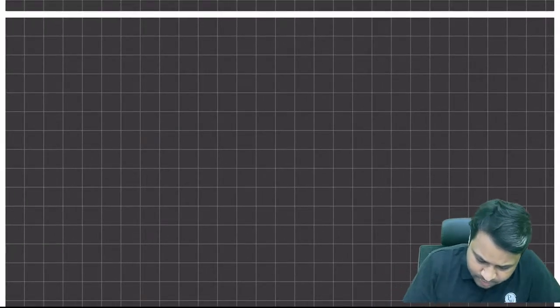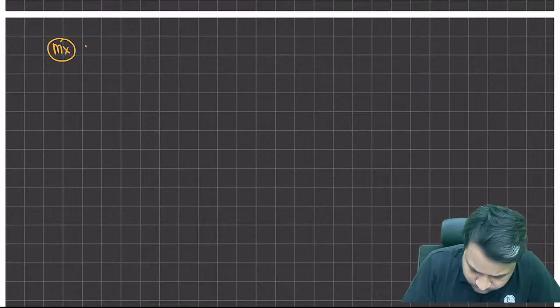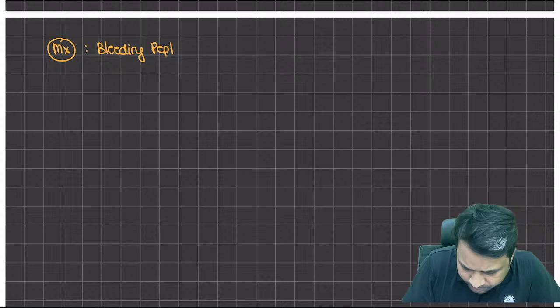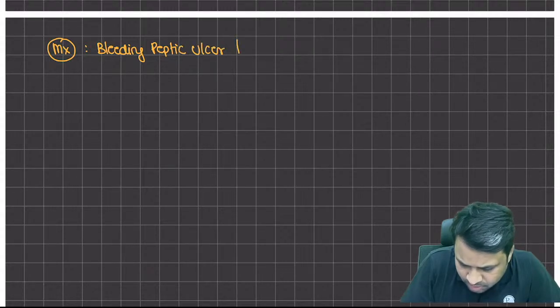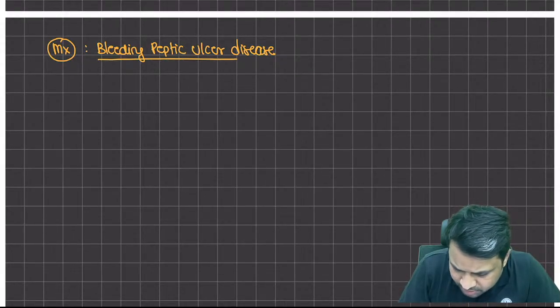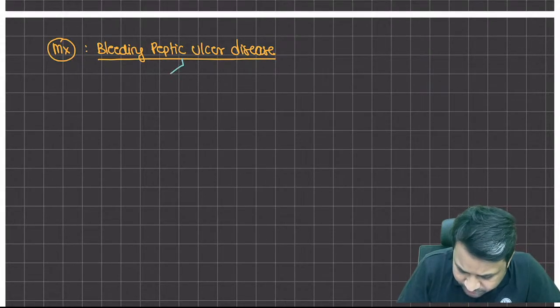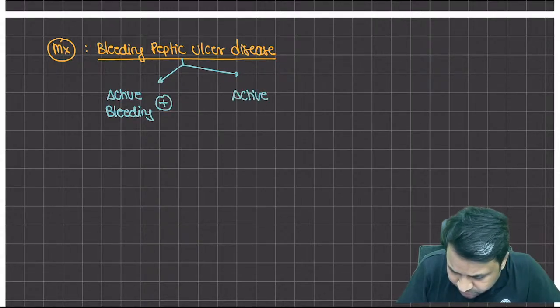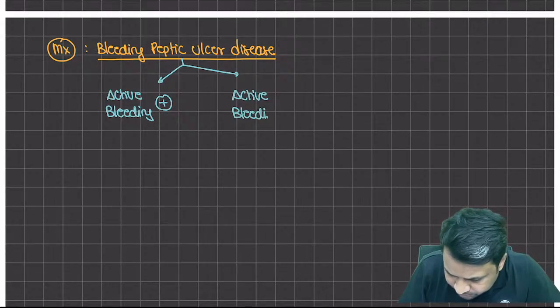Now, how would you like to manage? Right? So, management of a bleeding peptic ulcer disease. When you talk about the management of a bleeding peptic ulcer disease, you will see whether there is presence of active bleeding or not. We'll see the status of active bleeding, which is present, or if the active bleeding is absent.